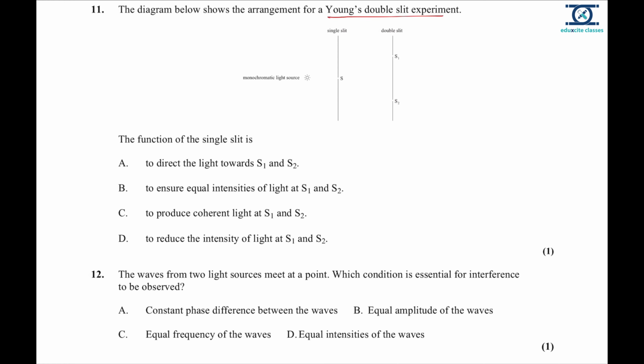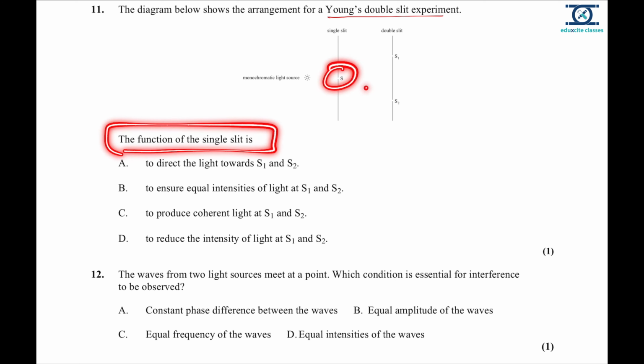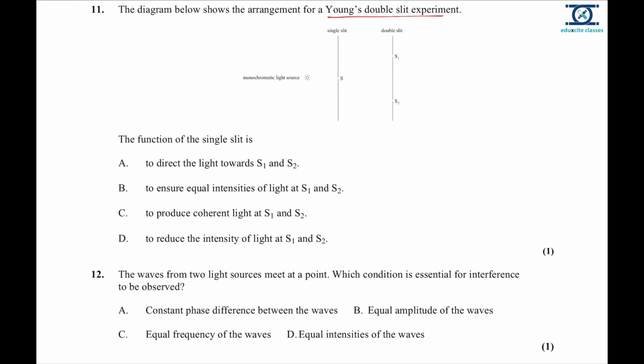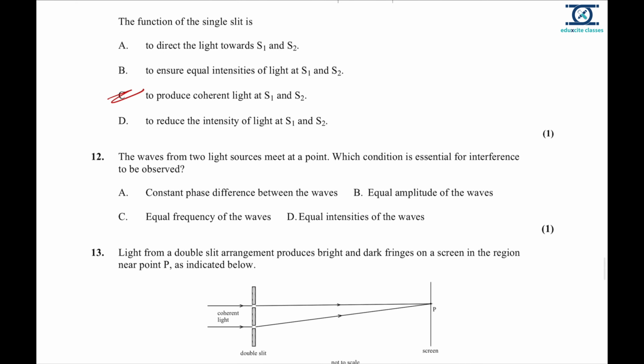Now the Young's double slit experiment, a very famous experiment. Now you see this is a single slit, this is a double slit, and this is a monochromatic light source. What is the function of the single slit? It is used to produce a coherent source at S1 and S2, so that they are coherent and in the same phase.